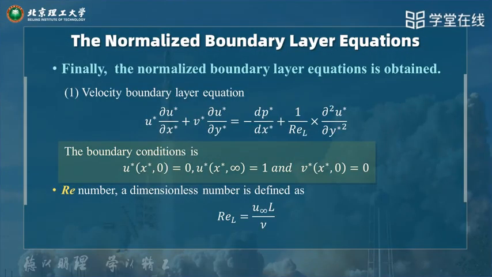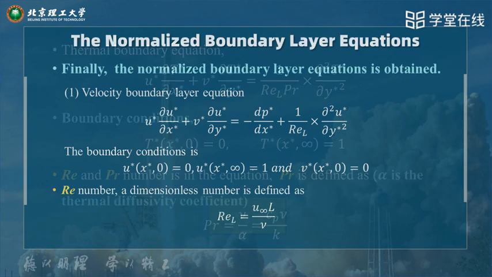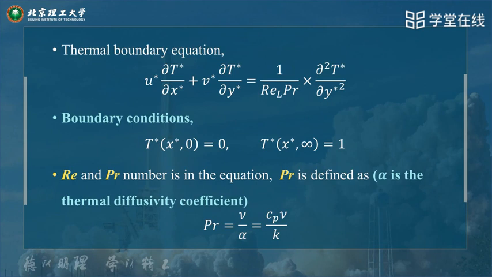The boundary conditions are: u star at x star, y star equals 0 is 0. u star at y star equals infinity is 1. v star is 0. Re is a number. We call it the Reynolds number, a dimensionless number. Its definition is Re_L equals u infinity times L over mu. Here is mu.